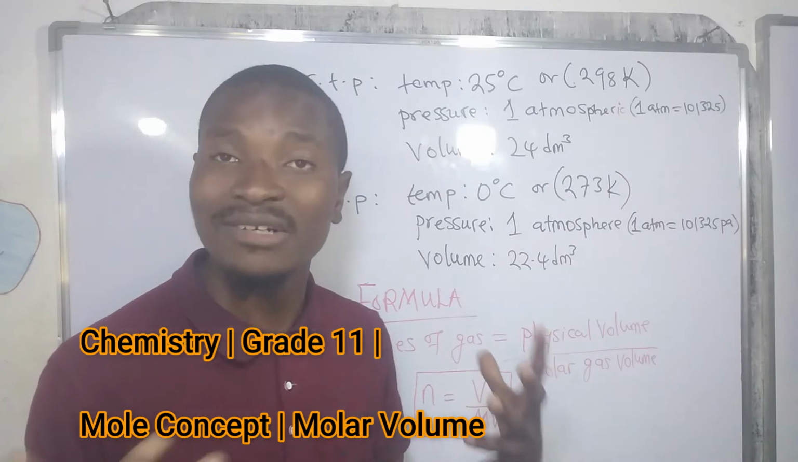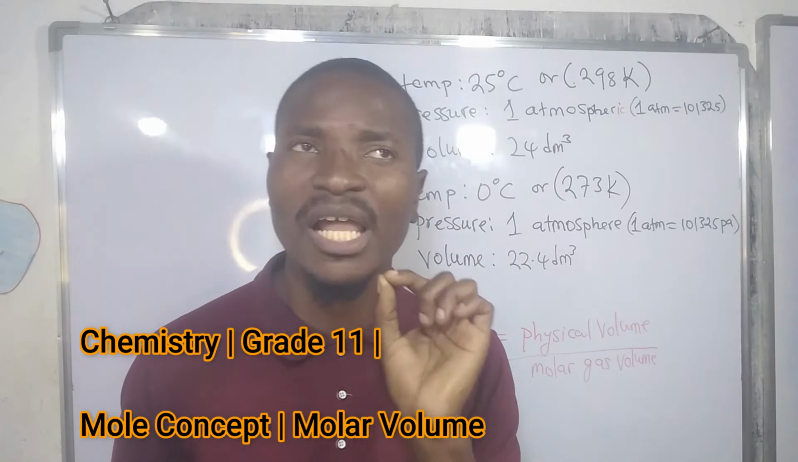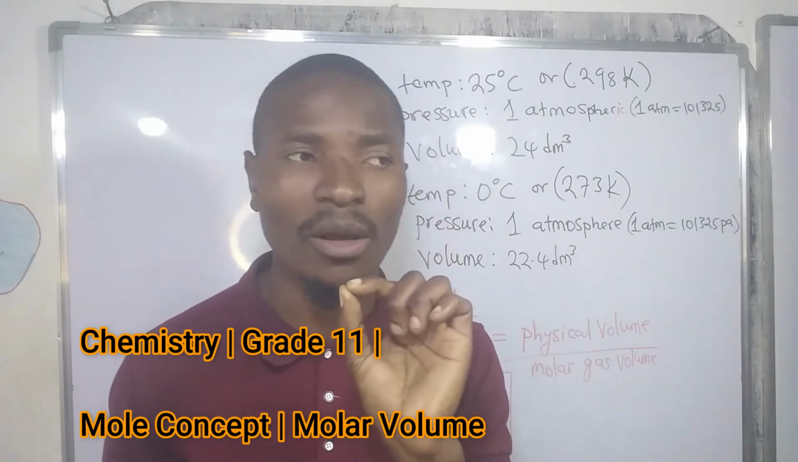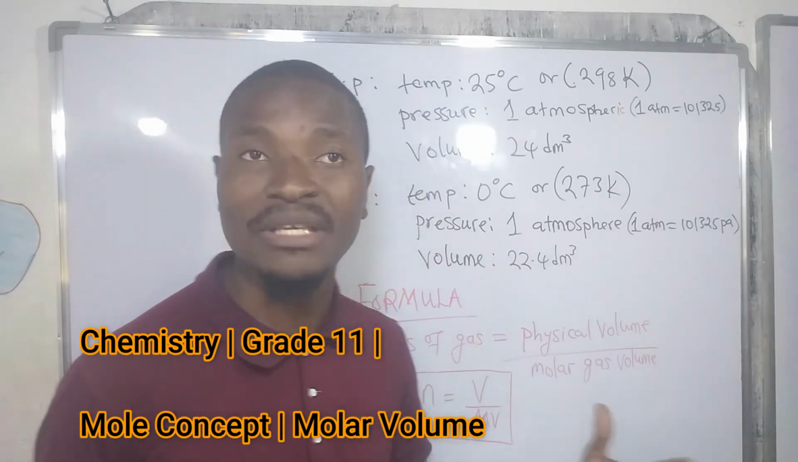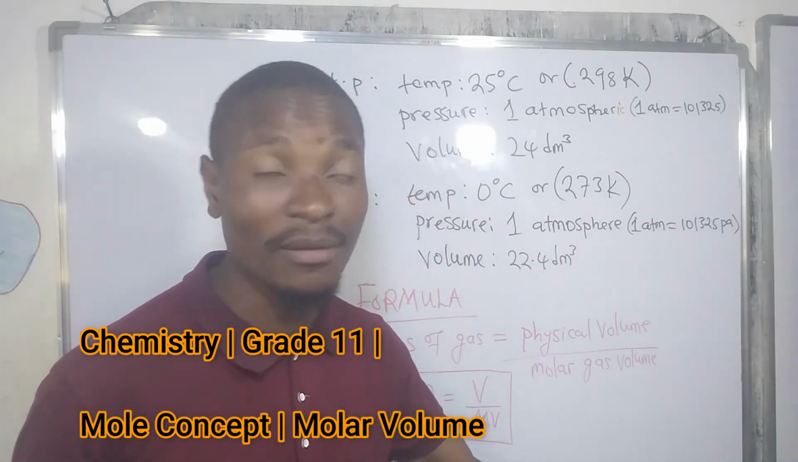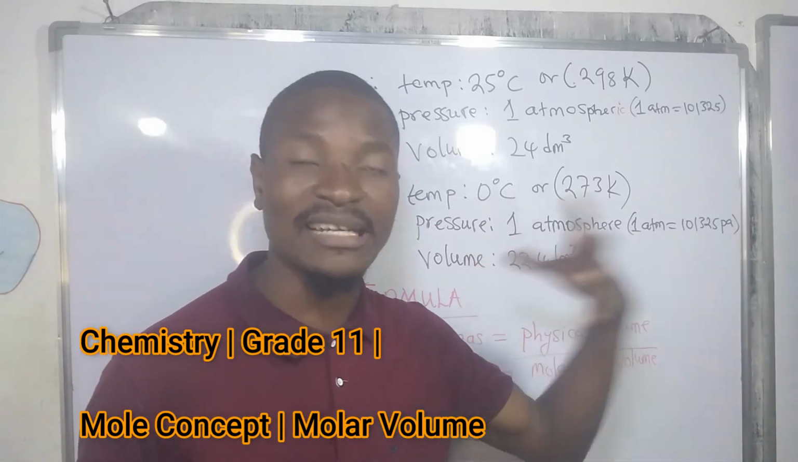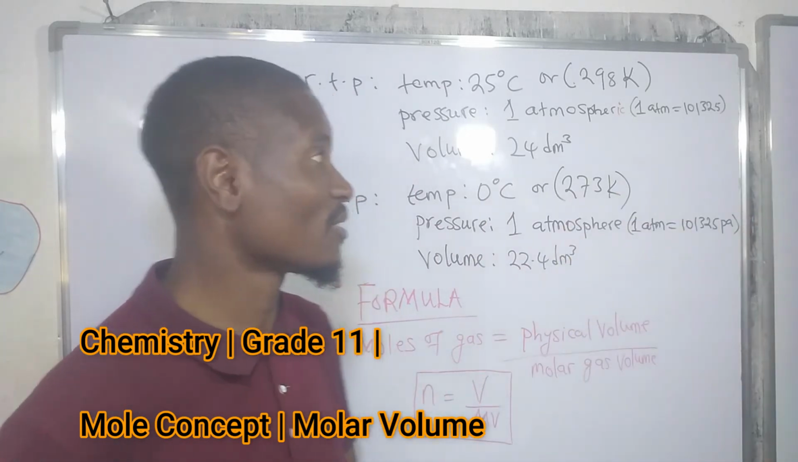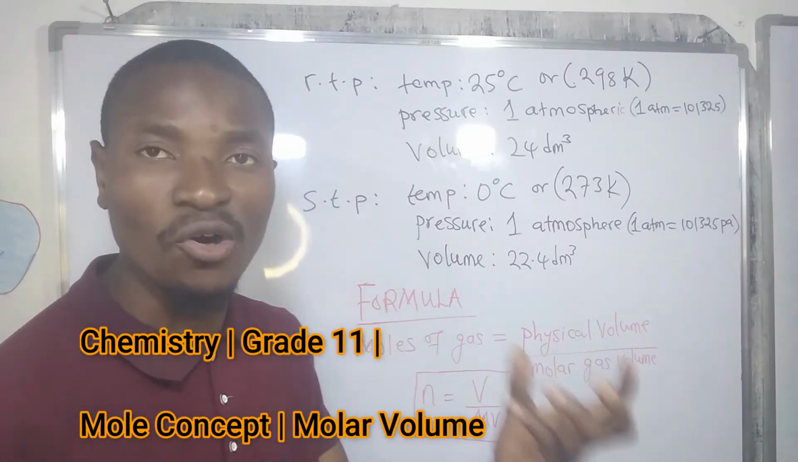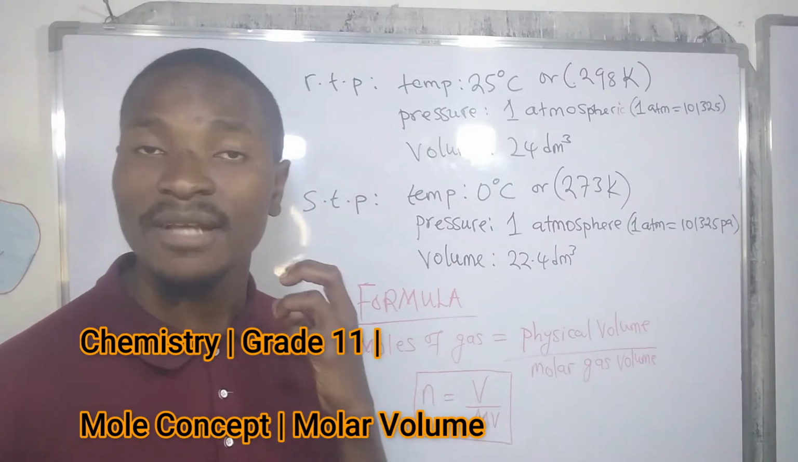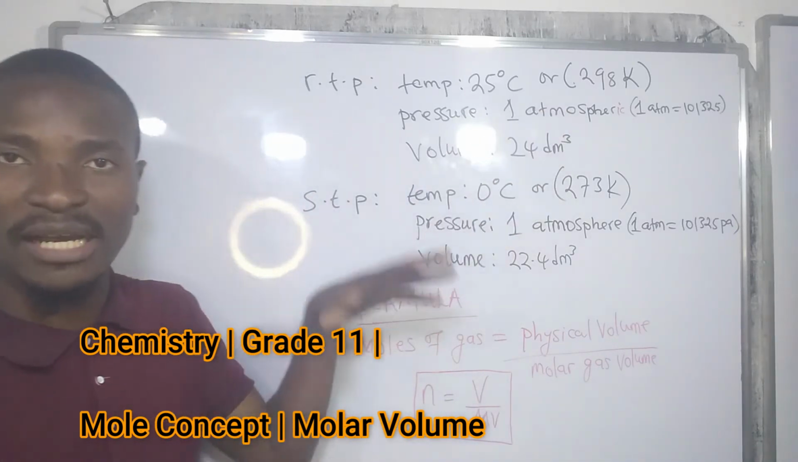Okay, 24 decimeter cubic. Now I also want you to understand that when you're talking about the volume of gases or liquids, or anything other than solids, the volume can also be measured in liters. But we shall come to that when we come to the topic called dilution, concentration, and things like that. For now, just know that the unit of volume at this moment is decimeter cubic, or cubic decimeters. So that's about room temperature and pressure.